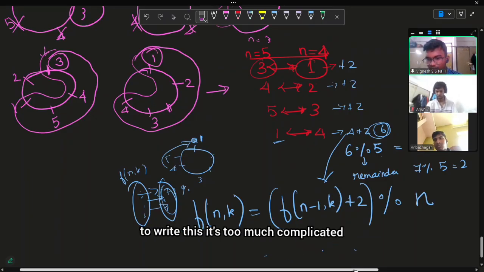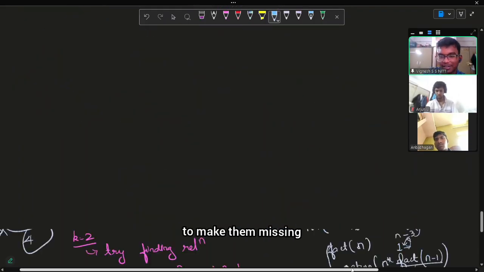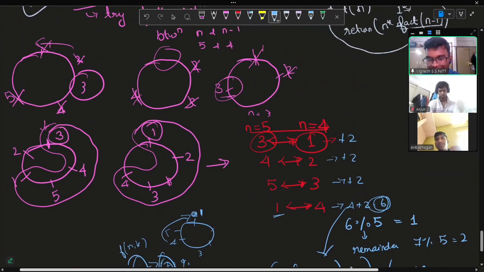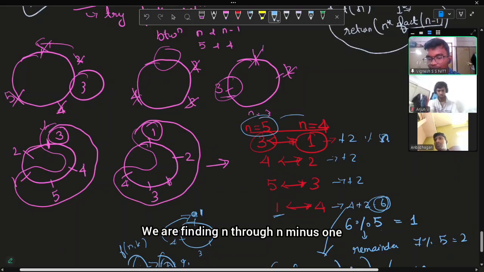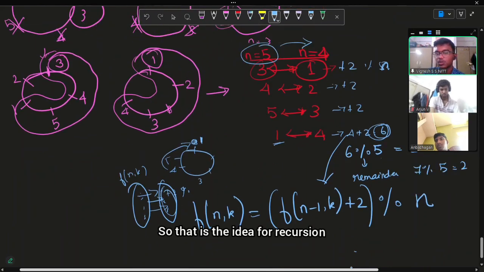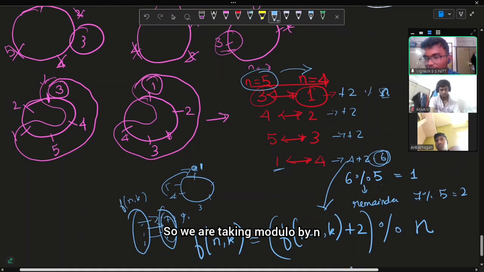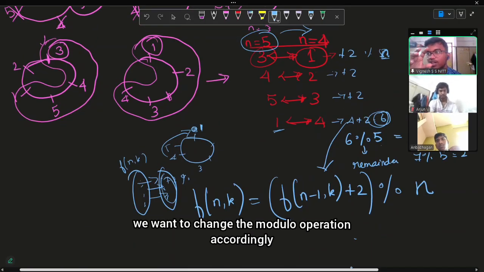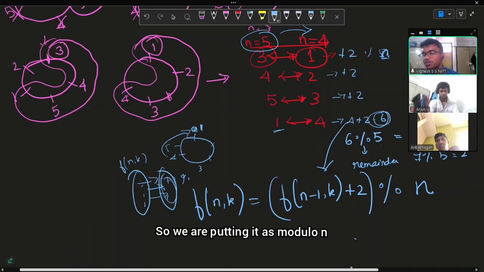I don't want to write this more, it's too complicated, because the equation is more important and I don't want to make it messy. So n is like this: 1 plus 2 modulo 5, or modulo n. We are finding n through n minus 1. That is the idea for recursion. We are taking modulo by n because if n is changed, we cannot write it as 5; we want to change the modulo operation accordingly. Okay, is that clear up to now?